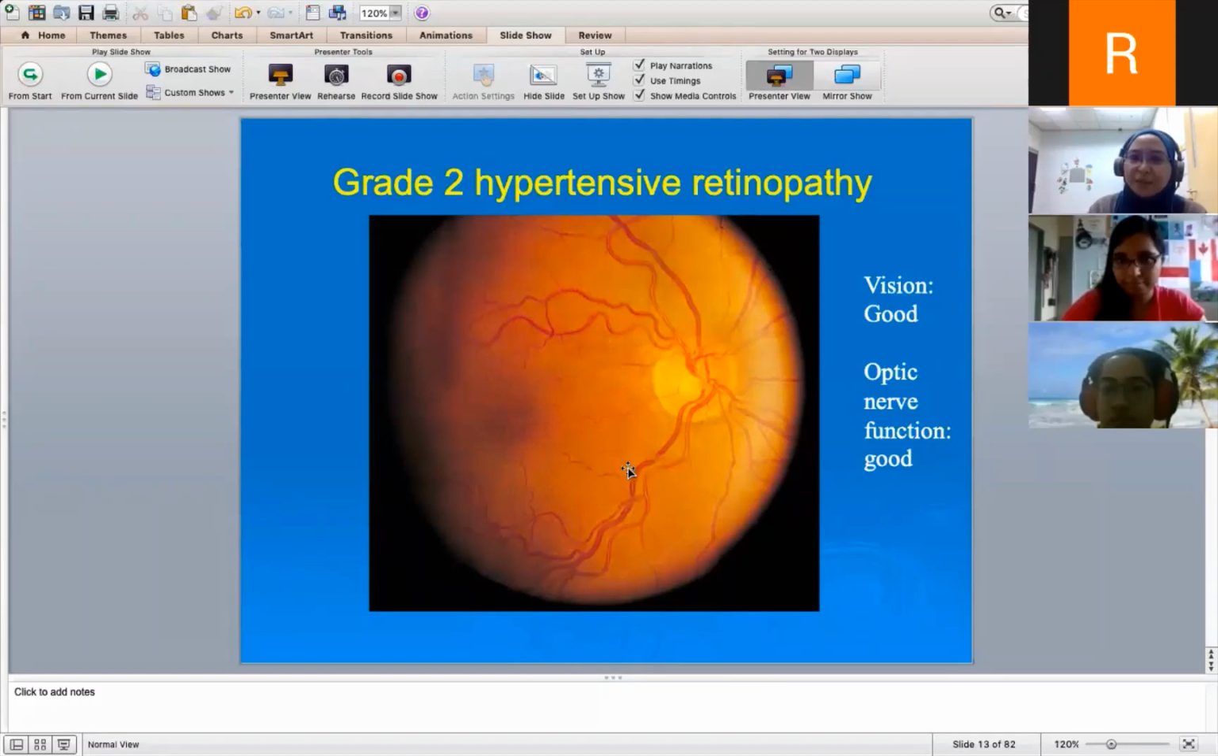Yeah. So this is what we call AV nipping. You can see this is the artery that branches out from the main artery. It is at the second branch. Do you see it? Okay. This is the first branch. And this is the second branch. Usually AV nipping is at the second branch.